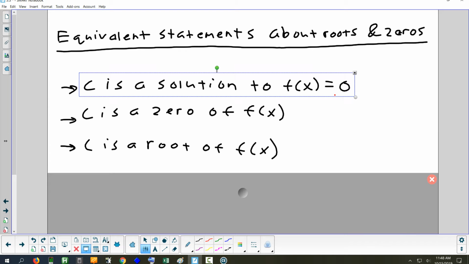A root. If you have found a number that you can plug in and get 0, it's also called a root. I think I asked Zach this one earlier. Graphically, if you have a root, that's where your graph does what?